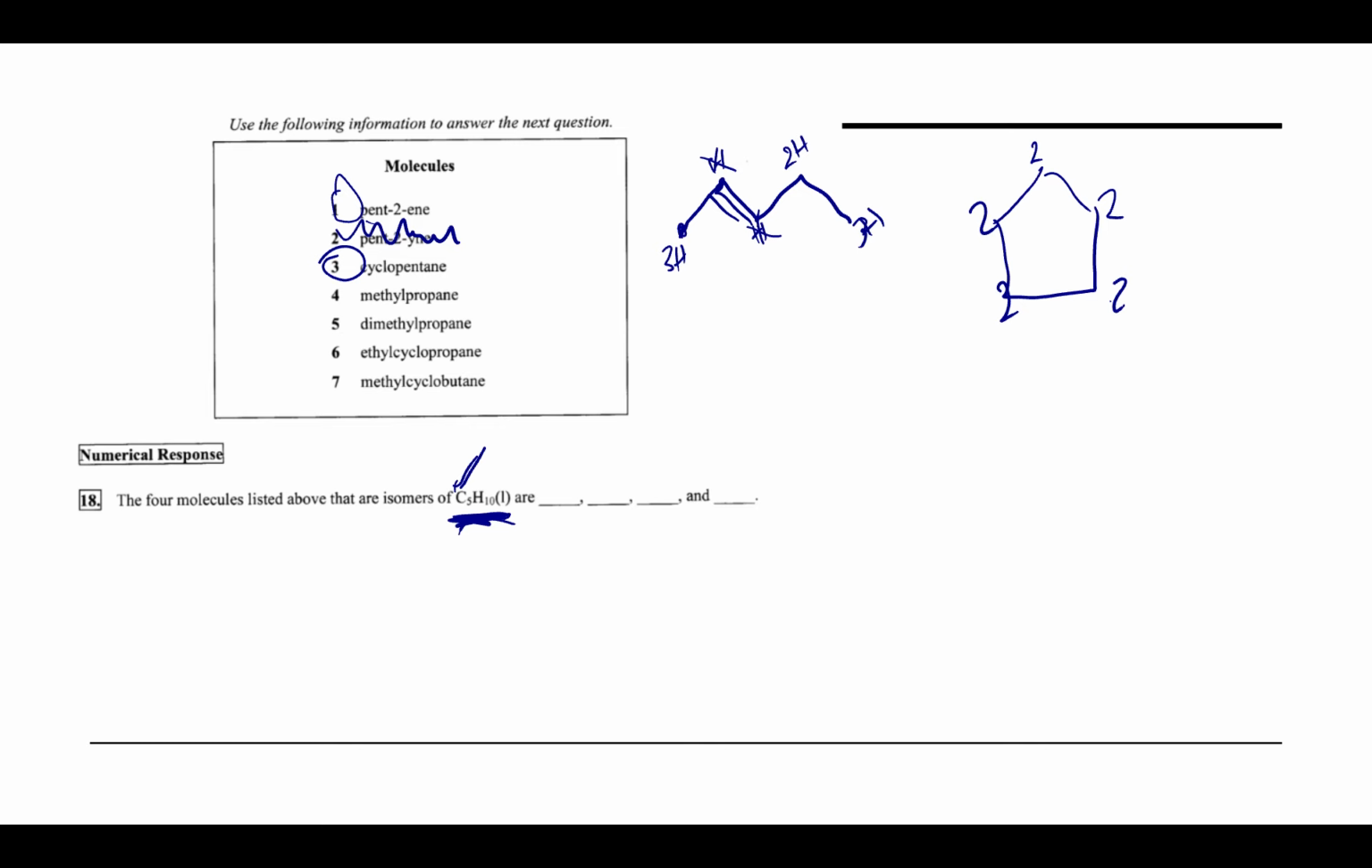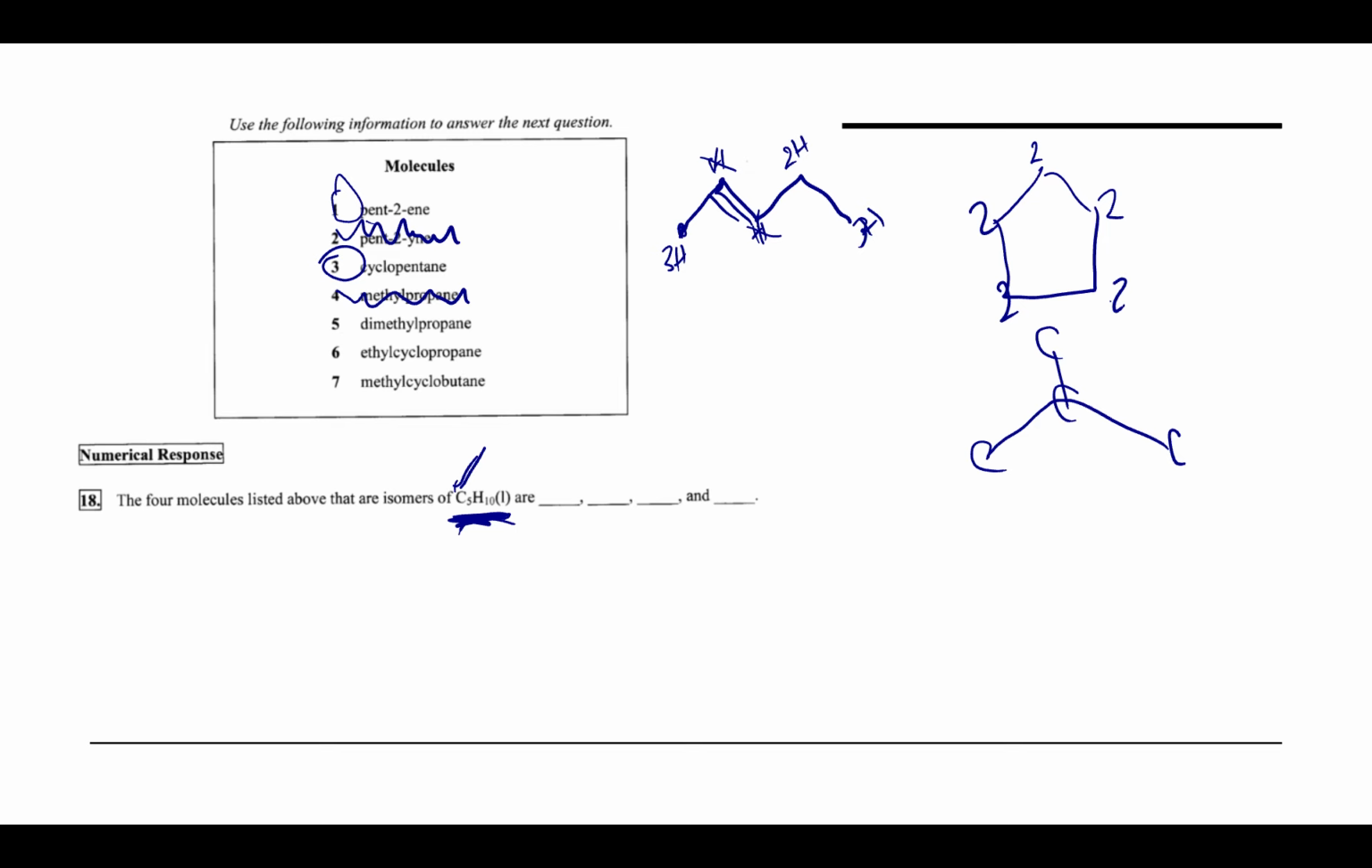Methylpropane. So already that's a problem. We won't have enough carbons. So let's take a look why. Methylpropane would look like this. You have a carbon here, carbon here, carbon here, carbon here. I'm not even going to deal with the hydrogens because that's not enough carbons. We need 5. So methylpropane is not one.